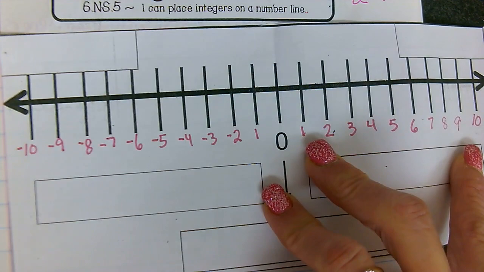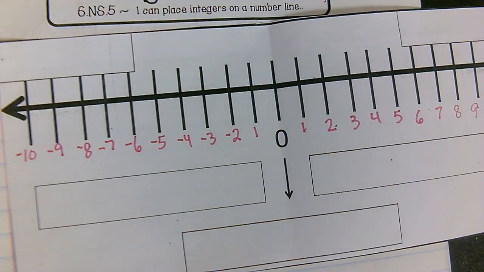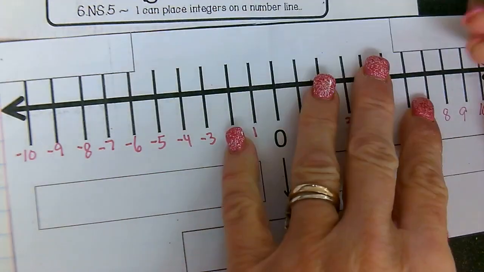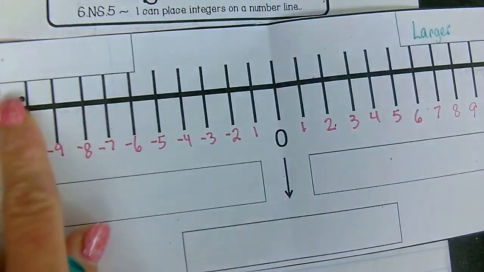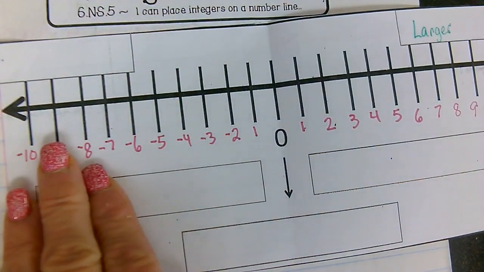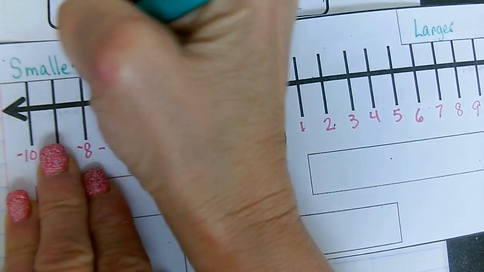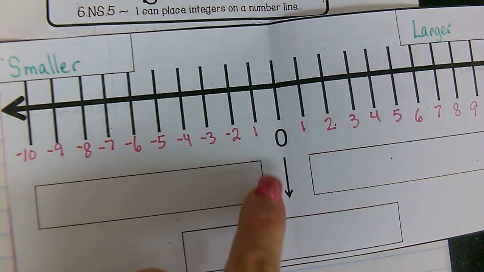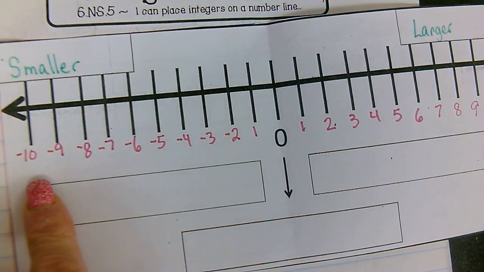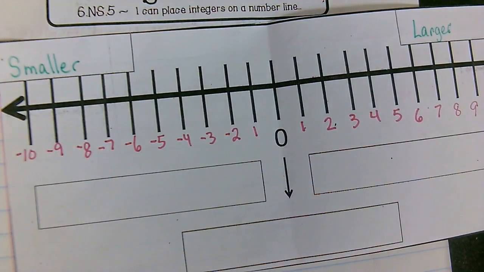Now in the top right hand corner, as things go to the right, these numbers get larger. So we're going to put larger up here. And over here on the left, as we go to the left on the number line, they get smaller. Now, everything here continuing on and on, as you see the arrow means it goes on forever infinitely.